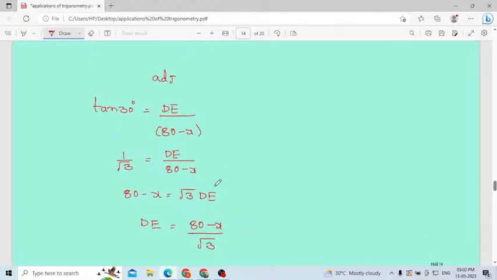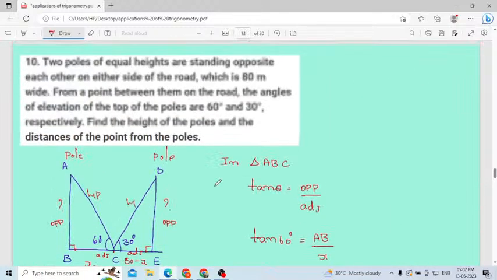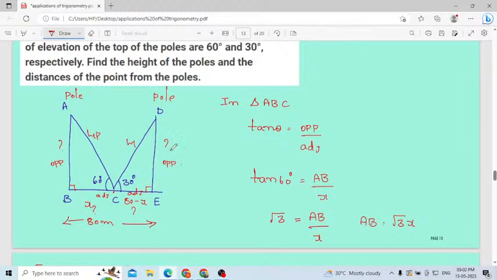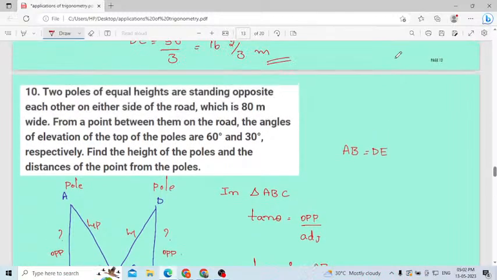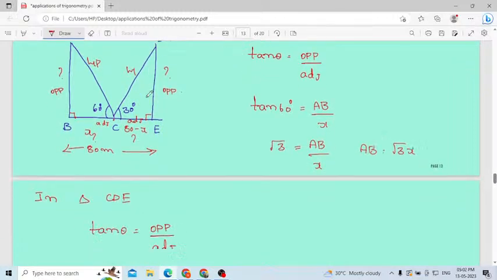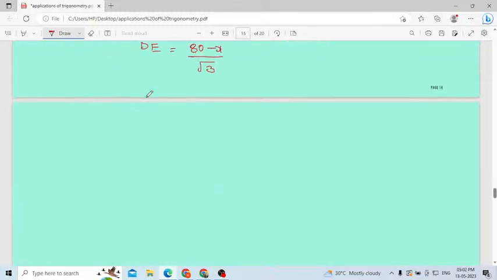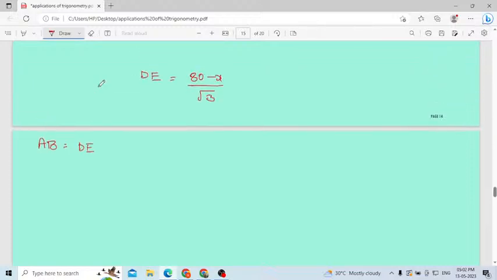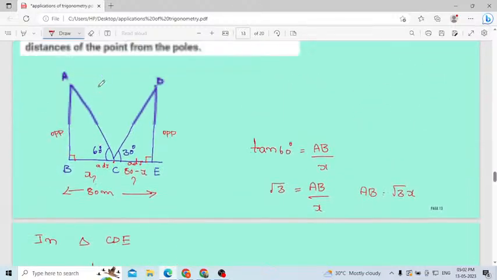Then one important thing they have given in the question: the height of both the poles is equal. Equal means AB will be equal to DE. They are given in the question, in the beginning only, two poles of equal height. Therefore AB will be equal to DE. I will write here AB equals DE, correct? I will check once again. AB equals DE.